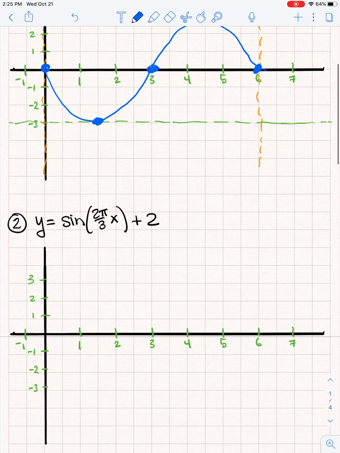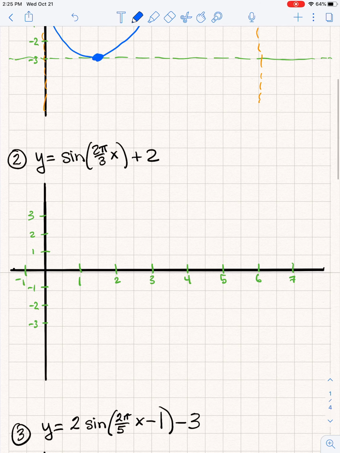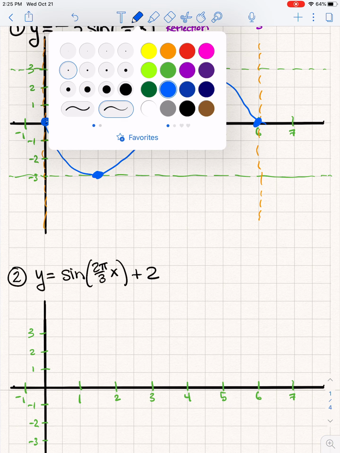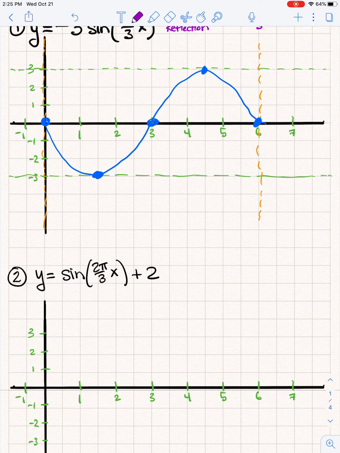Next up, we have y equals sine of 2 pi over 3 x plus 2. Just like in the previous one, let's go through and identify our important pieces. Amplitude for this one is just 1. I'm looking at the front, and I do not see any kind of reflection.